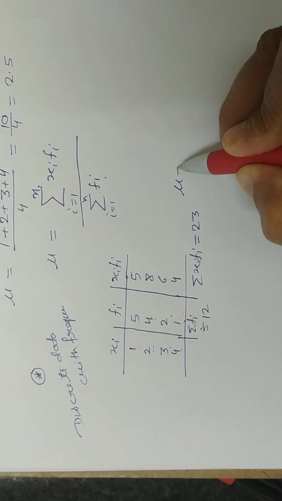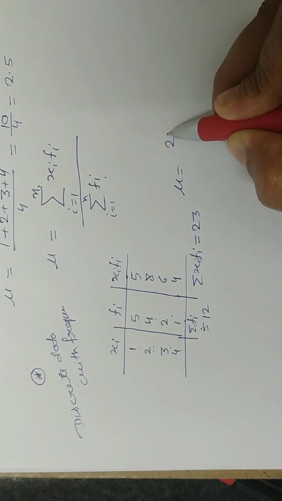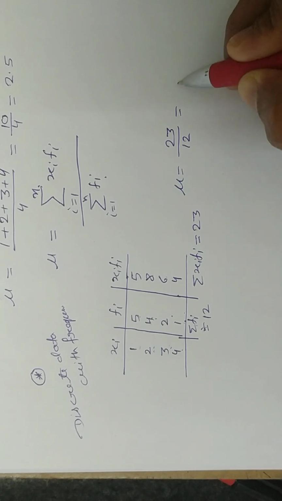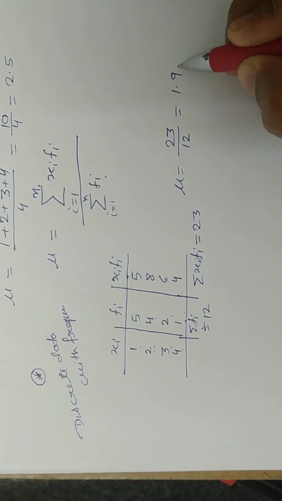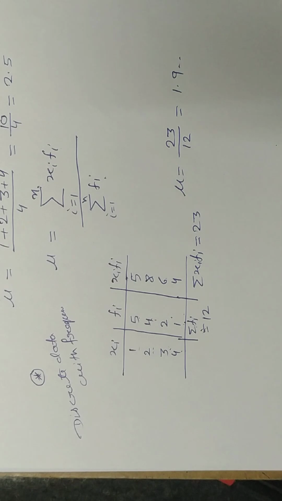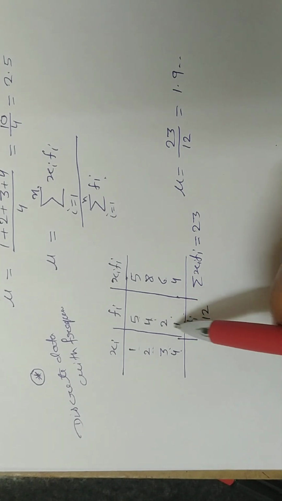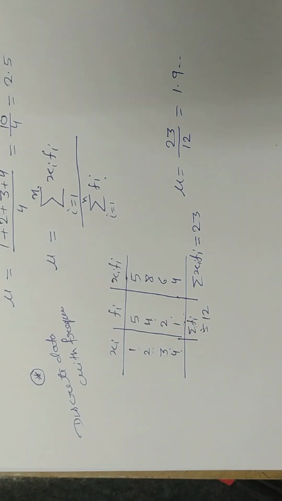Now the mean of this data is 23 upon 12. Maybe the answer is 1.9. So this is the mean of discrete data with frequency. This is the discrete data and the data frequencies. This is the column of data frequency.